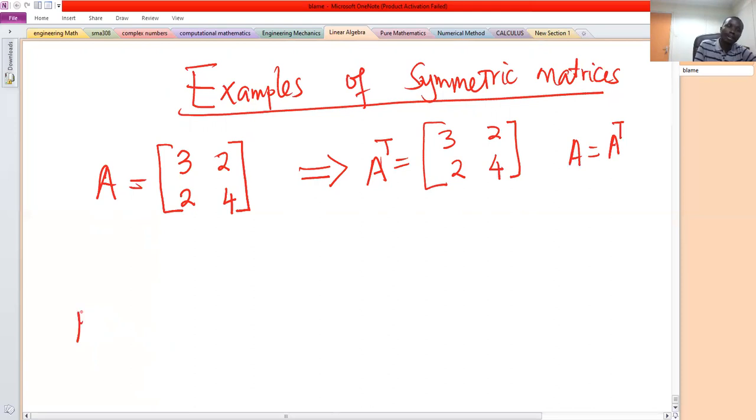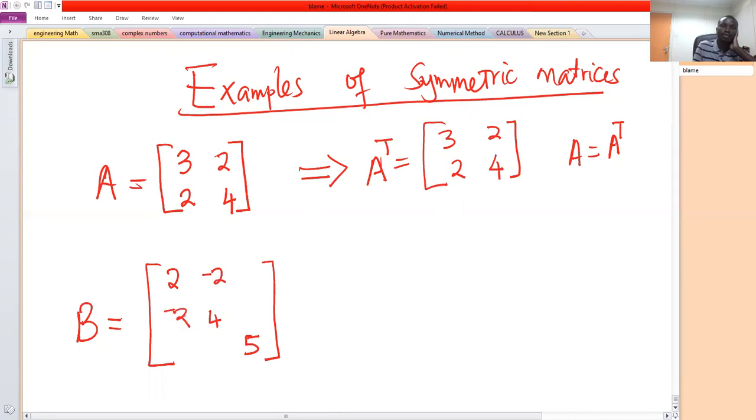Now, if I want a symmetric matrix for the 3x3, let me say I fix this main diagonal, 2, 4, 5. What I have here should be the same thing as here. So if I put, say, here negative 2, this will also be negative 2. And then this position and this position should be the same. So if I fix here, say 6, this must also be 6. And if I put here 0, then this must also be 0.